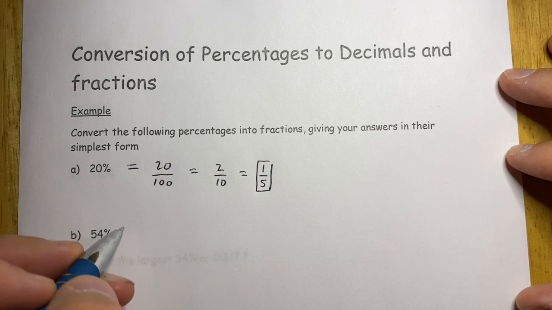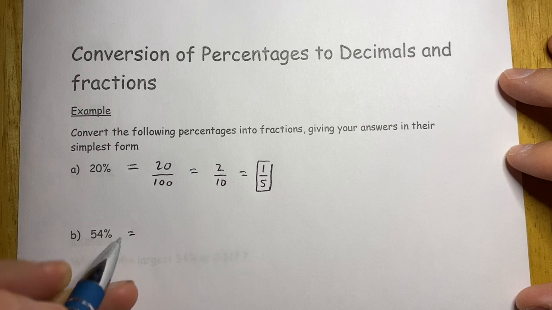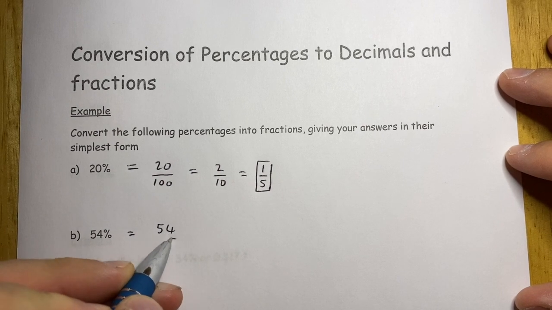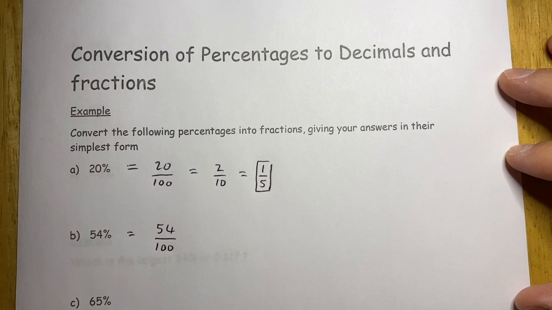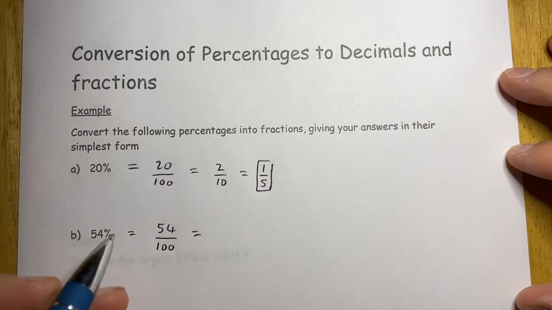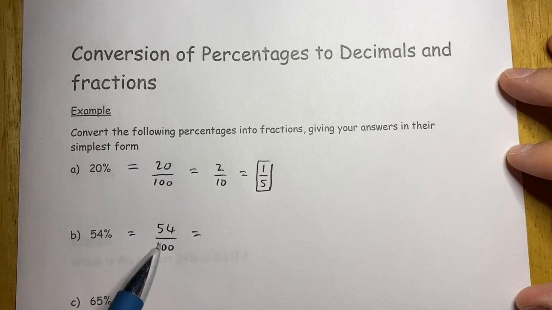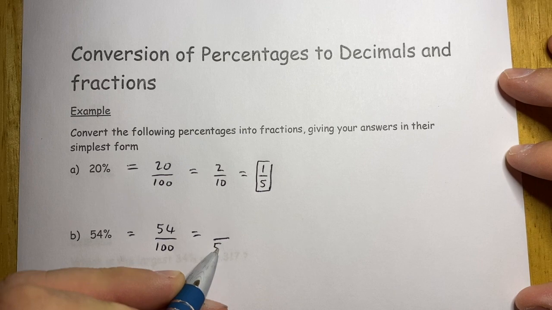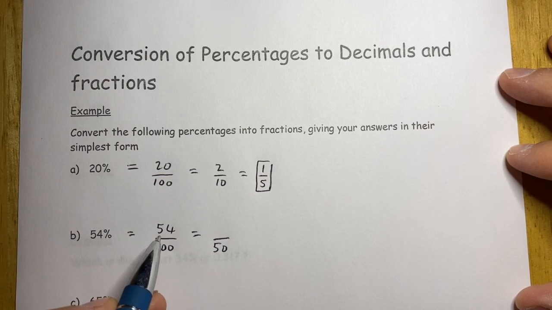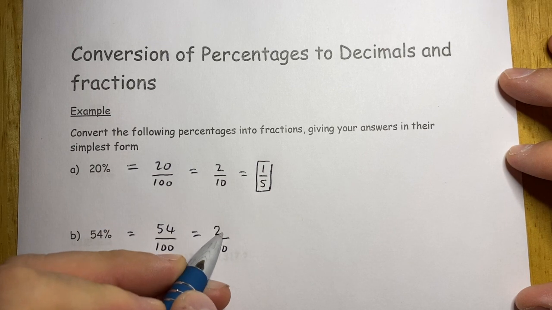On the same lines, 54% can be written as 54 over 100. Again, they are both even numbers, so I can half the top and I can half the bottom. Halving the bottom is easy enough. To half the top, half of 50 is 25, half of 4 is 2, so 25 and 2, 27.